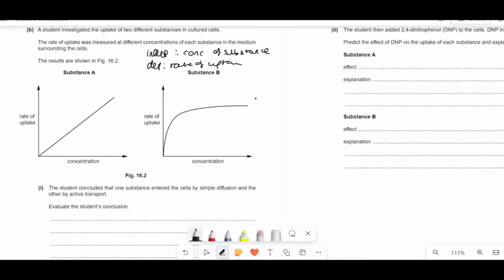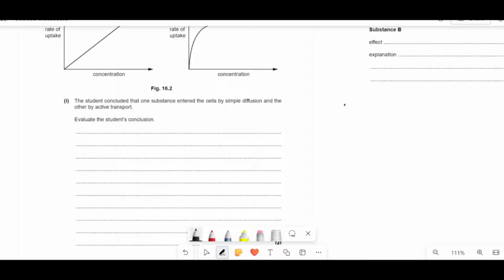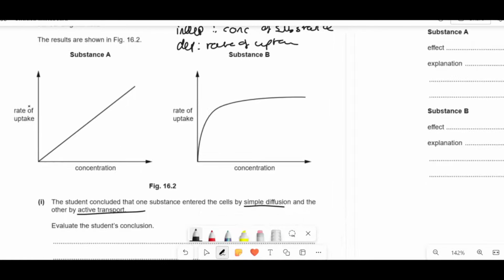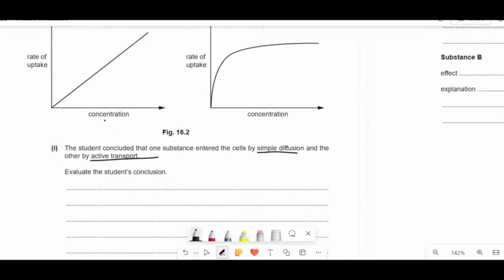That's not really enough. So if we compare A versus B, we can see that here the line is a constant straight line. How much the rate is increasing is constant, whereas here the rate is going up sharply and then it starts to level off. The student concluded that one substance entered the cells by simple diffusion, the other one by active transport. Evaluate this conclusion. So diffusion versus active transport. So if we look here, as the concentration increases, the rate of uptake increases.